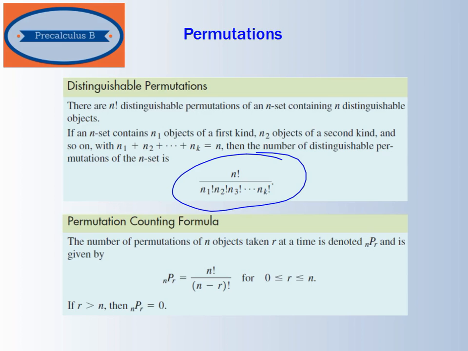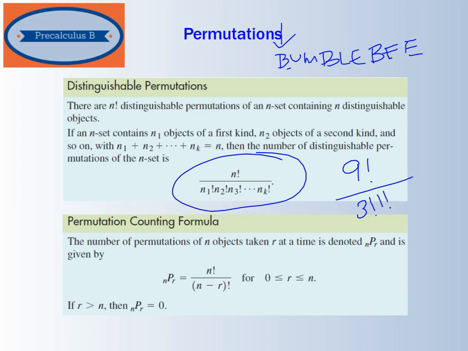So for example, in bumblebee, we had n factorial, so that was 9 factorial, the number of letters, divided by how many B's are there? Well, there are 3, so that's 3 factorial. How many U's are there? That's just 1 factorial, which is just 1. So if there's anything that's just a single letter, you don't need to include it because dividing by 1 doesn't have any effect. There's only 1 M. We already counted the B's. There's 1 L, and then there are 3 E's. So that's why it's 9 factorial over 3 factorial times 3 factorial, and that gives us the distinguishable permutations.